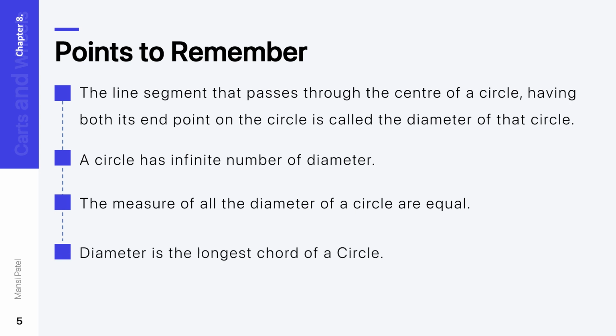Another thing is that the diameter is the longest chord of the circle. Now what is a chord? A chord is also a type of line segment that has both its endpoints on the circle, but it is not passing through the center. Therefore it is known as a chord. But if it passes through the center, then it is known as the diameter.